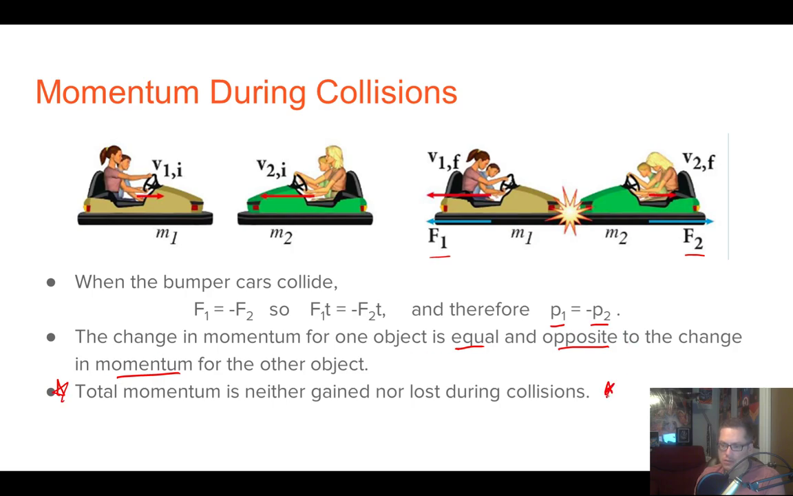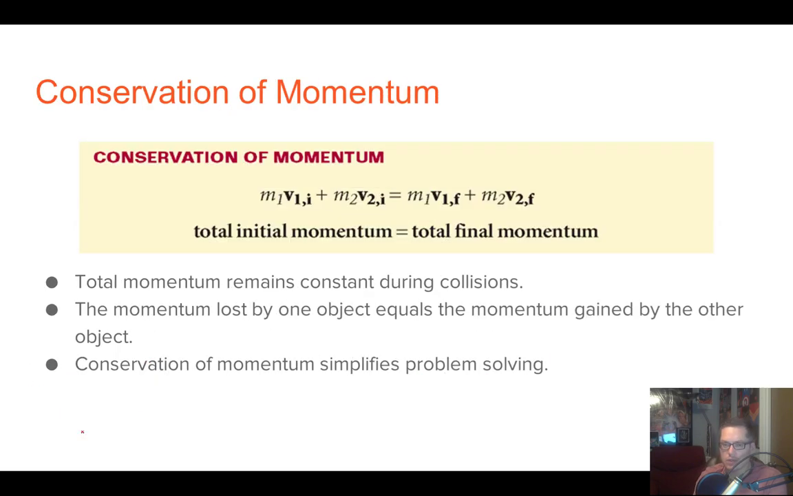So that's really the idea of what happens to momentum during collisions, and this is the big takeaway here. When you have a collision, your momentum is neither gained nor lost during a collision. So no matter what happens in your collision, whether they stick together or bounce off each other, your momentum is conserved. It's neither gained nor lost, okay? You need to memorize that, tattoo it on the back of your hand so you never forget it, okay?